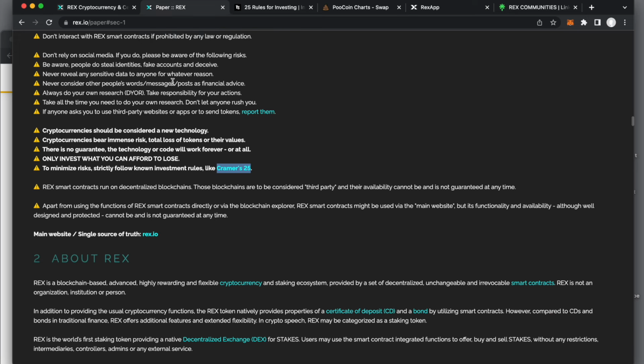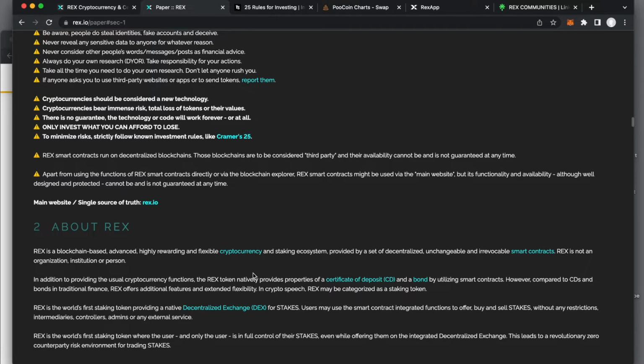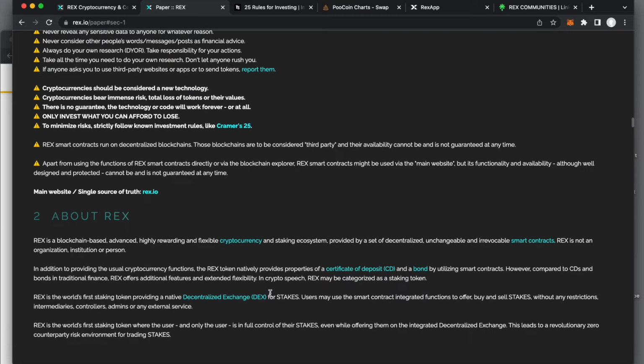Right there. Rex smart contracts run on decentralized blockchains. These blockchains are to be considered third-party, and their availability cannot be and is not guaranteed at any time. Apart from using the functions of Rex smart contracts directly or via the Blockchain Explorer, Rex smart contracts might be used via the main website, but its functionality and availability, although well-designed and protected, cannot be and is not guaranteed at any time. And the main website and the single source of truth is rex.io.